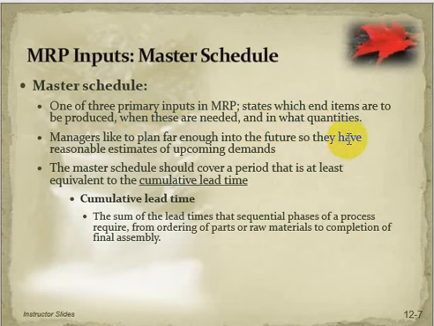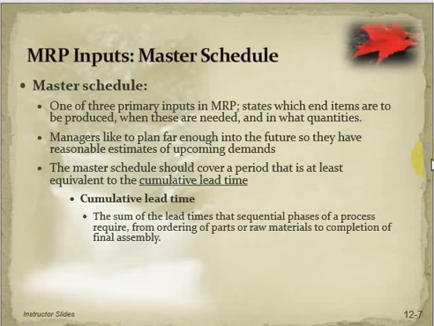So it will answer the three questions for me. Managers like to plan far enough into the future so they have reasonable estimates of upcoming demand. The master schedule should cover a period that is at least equivalent to the cumulative lead time. What does it mean, cumulative lead time?